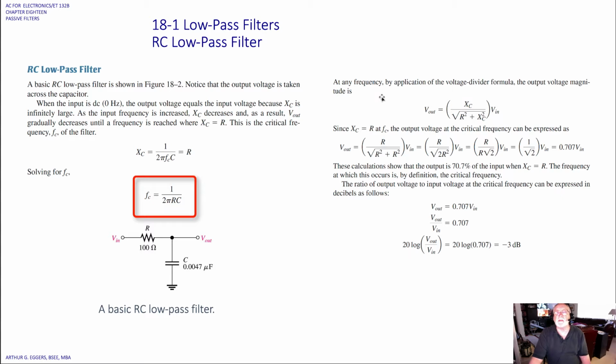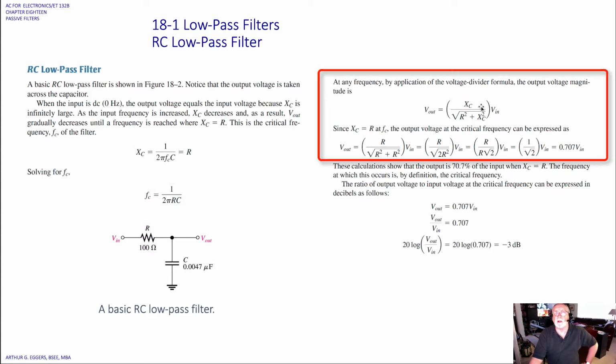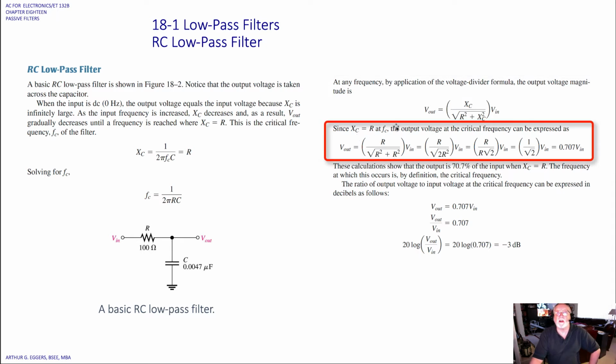So at any frequency, by application of the voltage divider formula, again, if you haven't gone back and refamiliarized yourself with the voltage divider formula as you learned it in ET131, go back and look at it, and then come back and look at this, and you'll see it's the same relationship. But now we're using the reactive terms, okay, and the vector or phasor term here in the denominator. The output voltage magnitude then becomes X sub C over the square root of the sum of the squares, times V sub in.